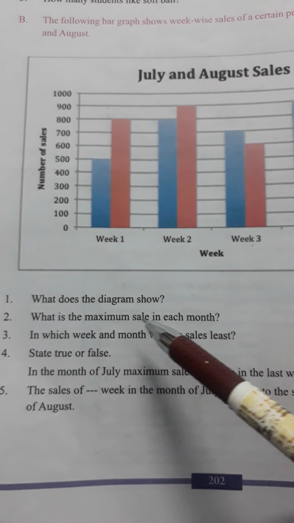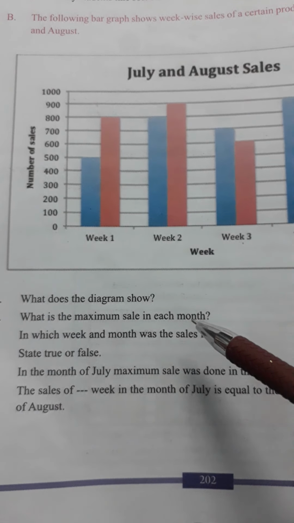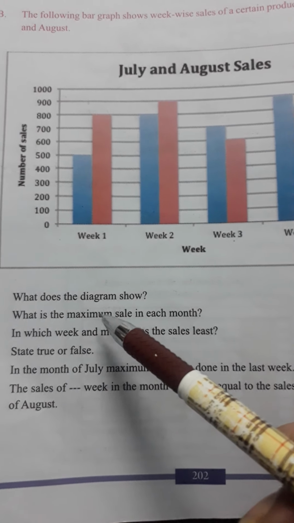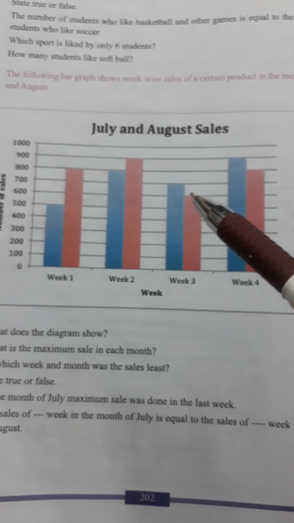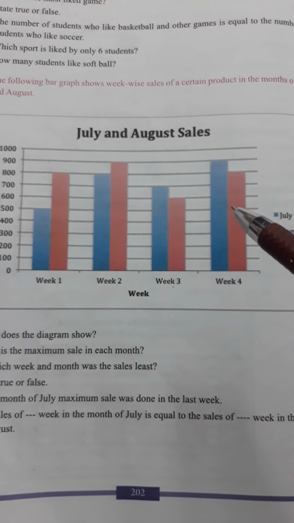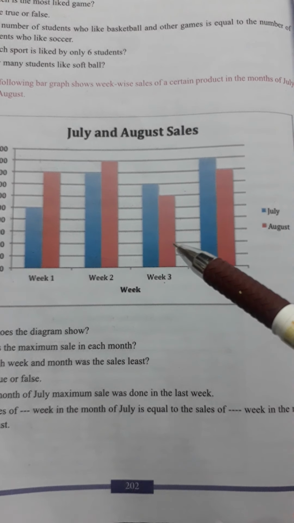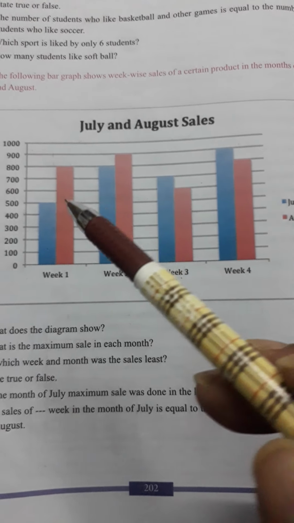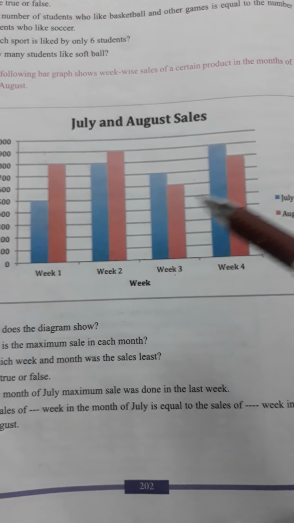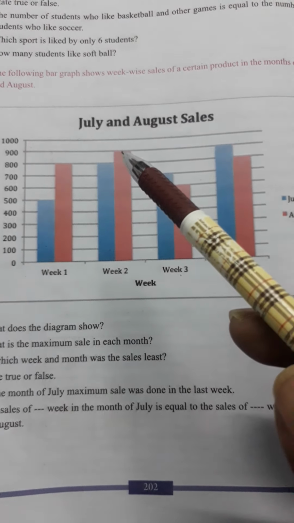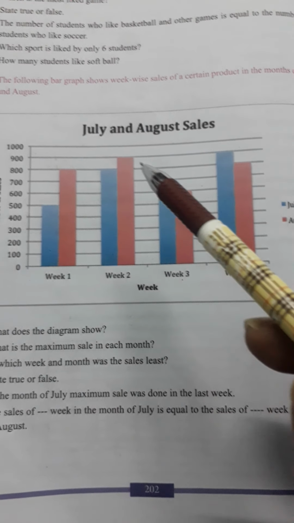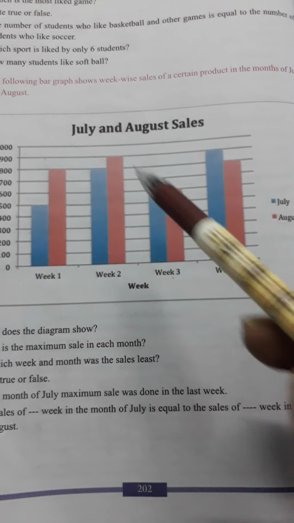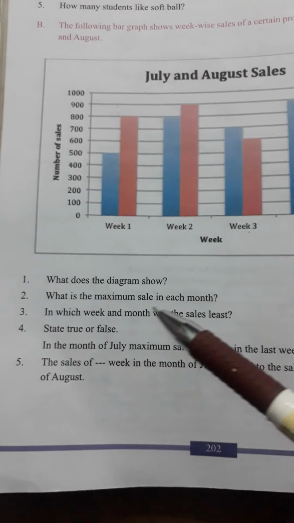What is the maximum sale in each month? You understand the meaning of the word maximum, that means highest. Once you have to observe this graph, blue color indicates July and red color August. So what is the question here? What is the maximum sale in each month? See, observe the highest. July 900, August also 900. So the answer is July 900, August 900. That is the answer simply.